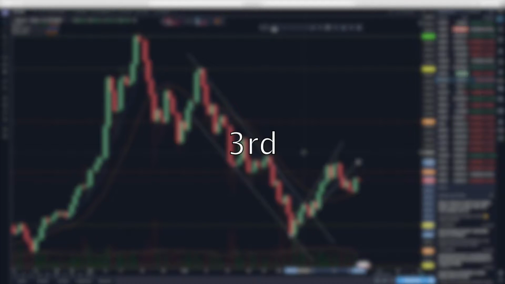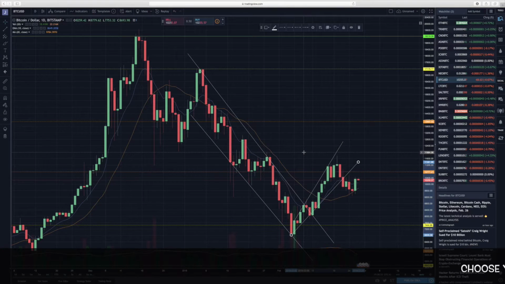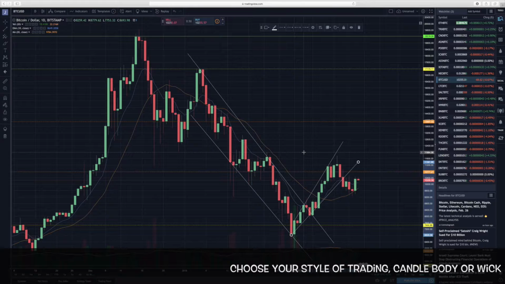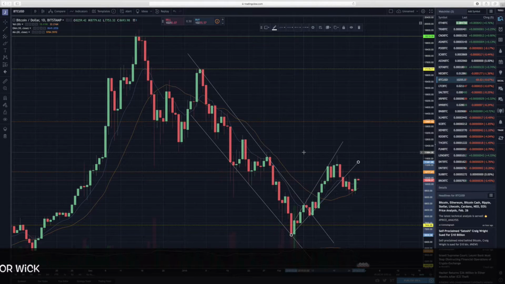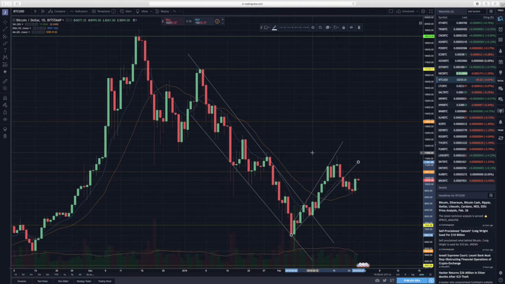And last but not least, very important, go by the body or the wick. I can't stress that enough. Go by the body of the candlestick or the wick of the candlestick. And with that being said, that is trend lines for you.